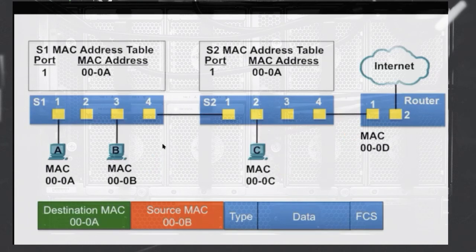Now let's have PCB sending a frame back to PCA. The source MAC address of the frame is 000B, and the destination MAC address is 000A. PCB sends it to switch S1. S1 notices that the source MAC address is not in its MAC address table, so it adds the MAC address and the incoming port number. Next, switch S1 examines the destination MAC address and notices that MAC address is in its MAC address table, so it sends it out just port 1. PCA receives the Ethernet frame, examines the destination MAC address against its own MAC address, and notices it is a match, so it receives the rest of the frame.